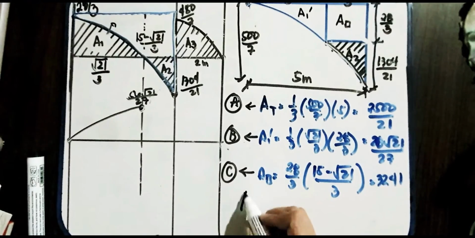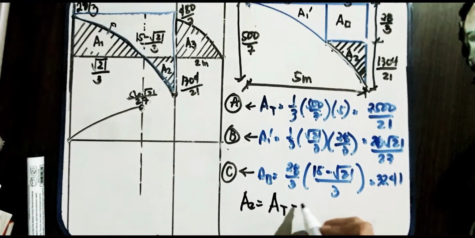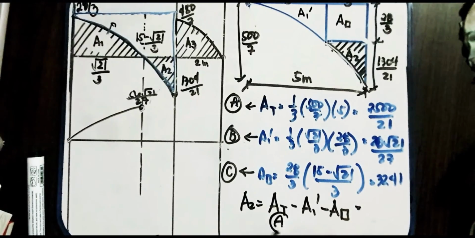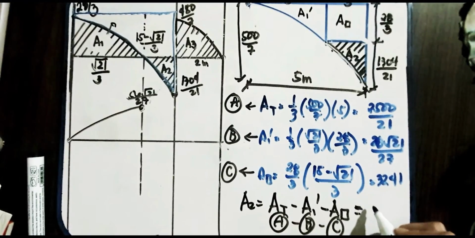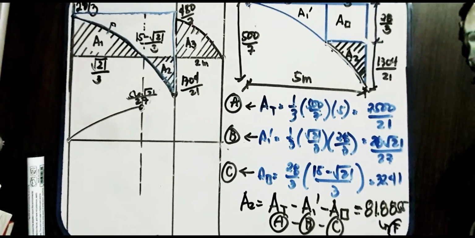So, paano pa yung pag-calculate niyan? To find area 2, all we have to do is subtract A total to A1 prime minus area of a rectangle. So, minus nyo lang si A, kay B, at saka sa C. So, what is your area? Area given is 81.88. Okay, 55. Pwede nating store to kay F. Okay? So, next, i-plot na natin yan.